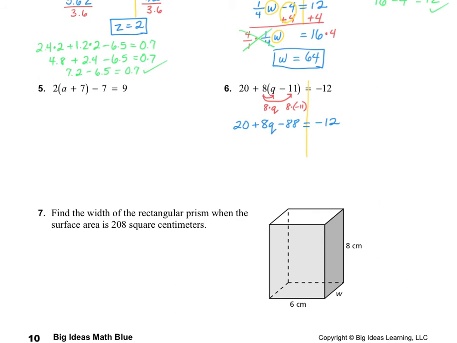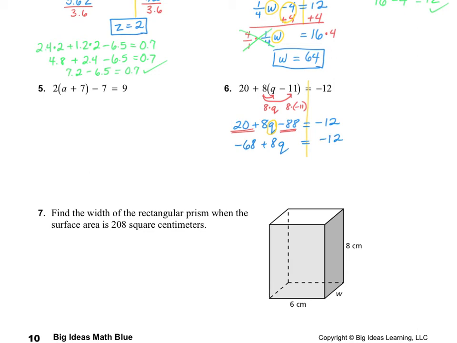Now let's take a look. Can we combine like terms? So I notice that I have a Q here, which means, yes, I can combine the 20 minus 88. 20 minus 88 is negative 68, plus 8Q is equal to negative 12.